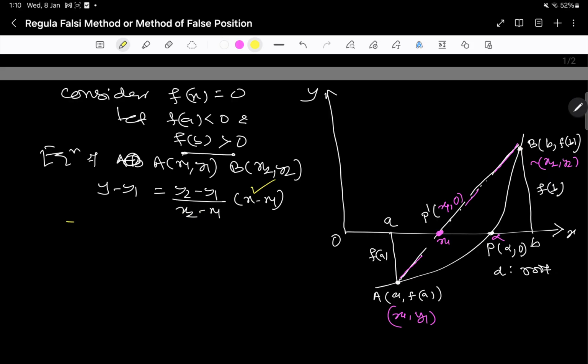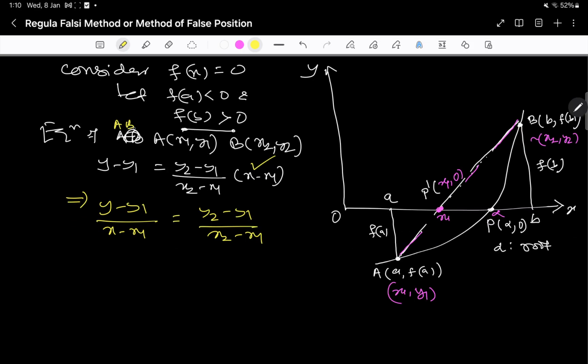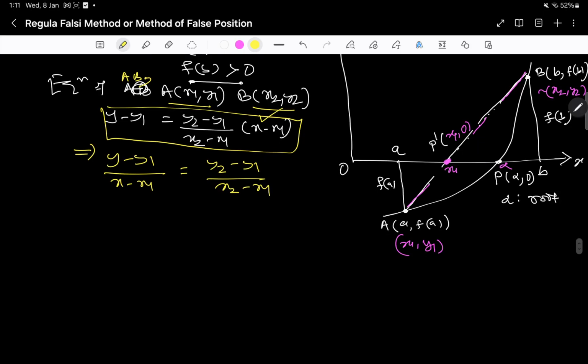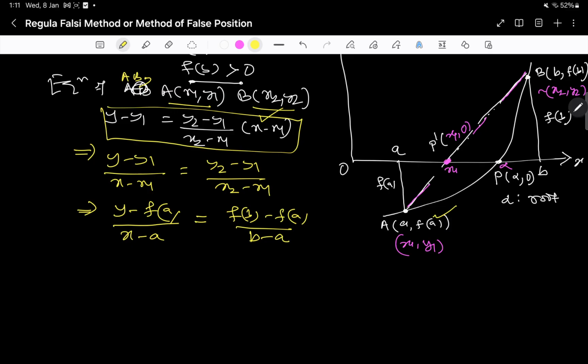So now if I divide it, that means (y - y1)/(x - x1) = (y2 - y1)/(x2 - x1). So this is the equation of the line AB, with A coordinate and B coordinate. I write it in this form. Now substituting A and B here, what are we getting? This implies (y - f(a))/(x - a) = (f(b) - f(a))/(b - a), right?